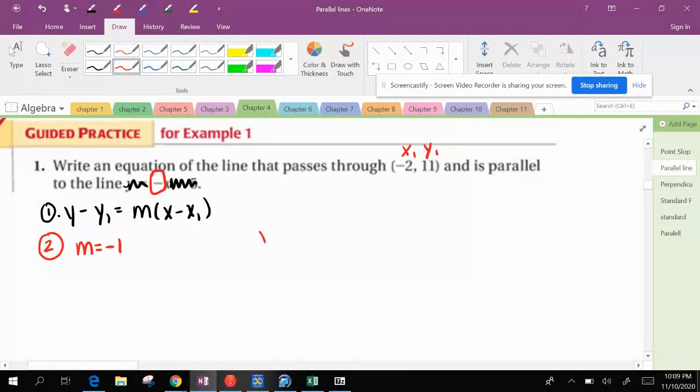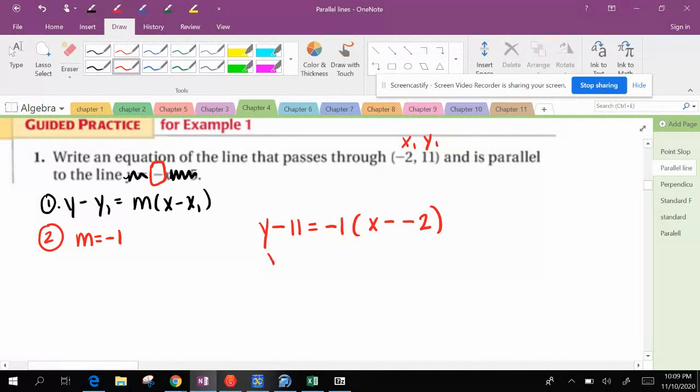So now when I plug in, I have y minus 11 equals -1, x minus a -2. Start simplifying. y minus 11 equals -1 times x plus 2, because remember, it's always the opposite sign. This is a -2, and my formula becomes positive. It's a positive 11, and my formula becomes negative. And now we're going to distribute.